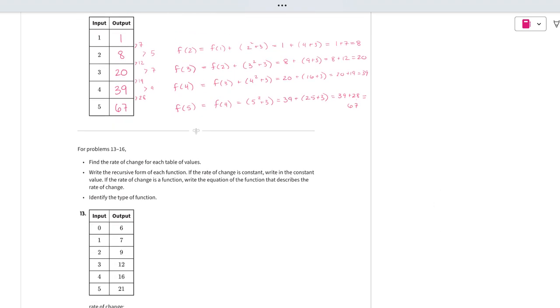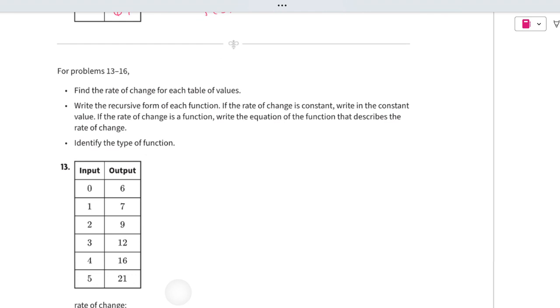So let's go down to problem 13. So 13 is a little different. It gives us the table this time. So it says find the rate of change for each table of values. So that's the first thing we want to do. Write the recursive form of each function. If the rate of change is constant, write in the constant value. If the rate of change is a function, write the equation of the function that describes the rate of change. Identify the type of function.